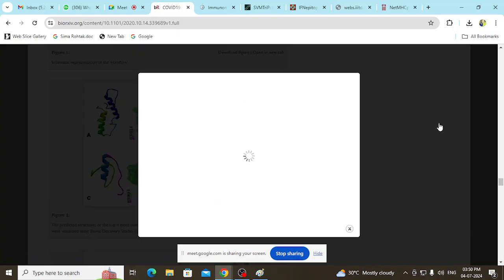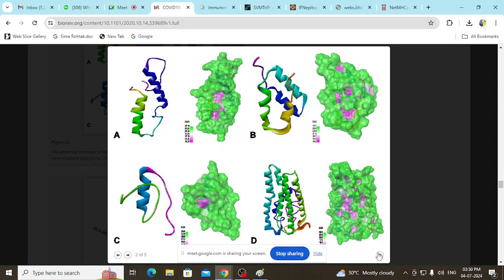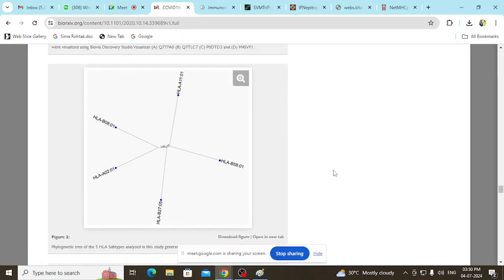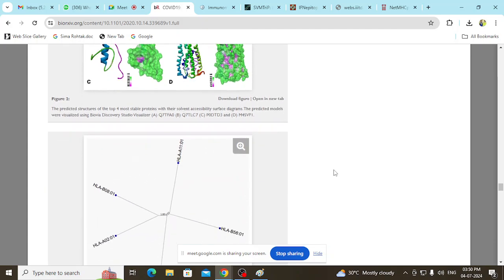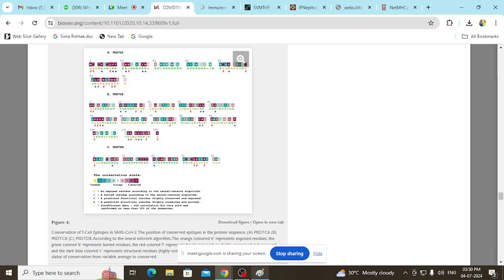You can enlarge the figure as well so that you can understand nicely. So these are the secondary structures, these are the tertiary structures, and you can see these points which are highly stable regions. Despite COVID being an RNA virus, these regions are somewhat stable. Now what is this? In this figure it was identified which HLA binds with this particular domain very strongly. So we'll learn about what HLA is.